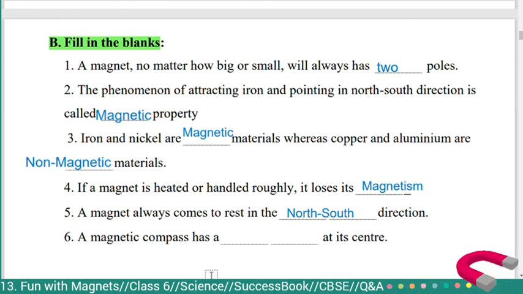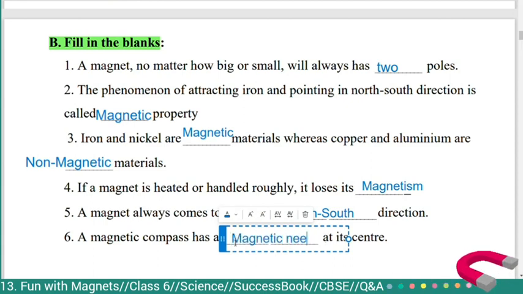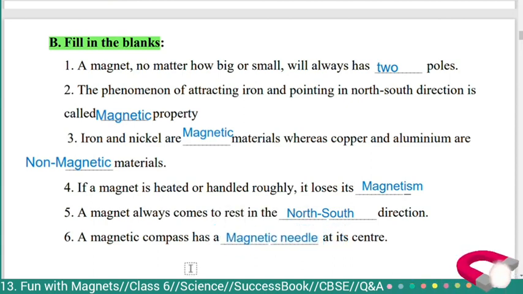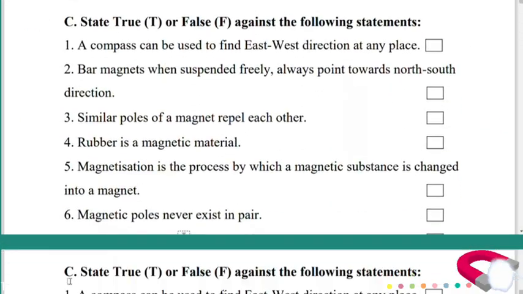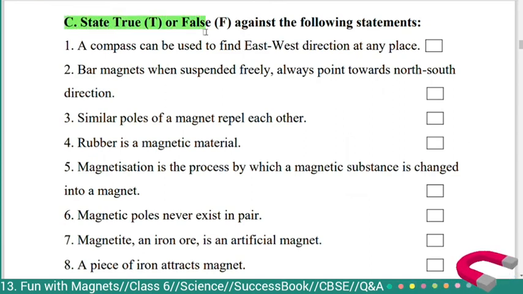Sixth one, a magnetic compass has a magnetic needle at its center. Third main, C. State true or false against the following statements. First one, a compass can be used to find east-west direction at any place.